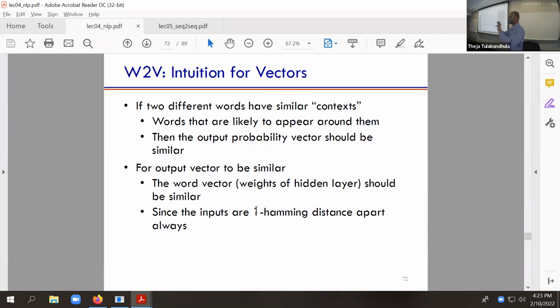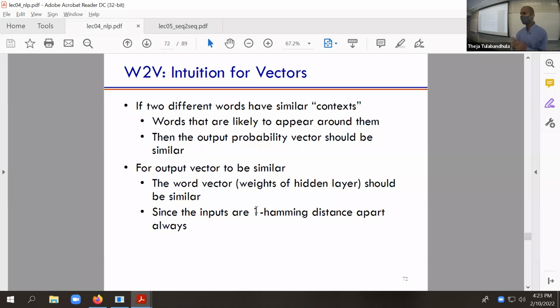And all words, any pair of words in the one-hot representation, have the same distance between them. Even forget about Hamming distance, think of Euclidean distance between the one-hot encoded representations. Everybody has the same distance, which is square root 2. So they're all equidistant. They are not different from each other in one-hot encoded representation. But for the outputs, we want similar probability vectors because they have similar nearby words. So that's why word vectors will have that information.